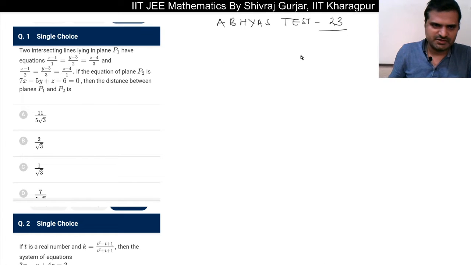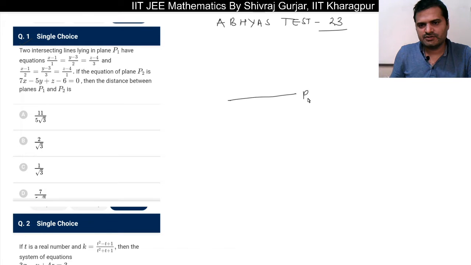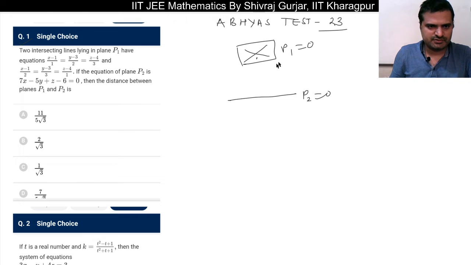The portion of mathematics will be discussed. Let us start with question 1. Two intersecting lines lying in plane P1 have equation. If the equation of plane P2 is this, then find the distance between plane P1 and P2. So we are given plane P2 and there are two lines which lie in a plane which is termed as plane P1, and we are asked to find the distance between these two planes.